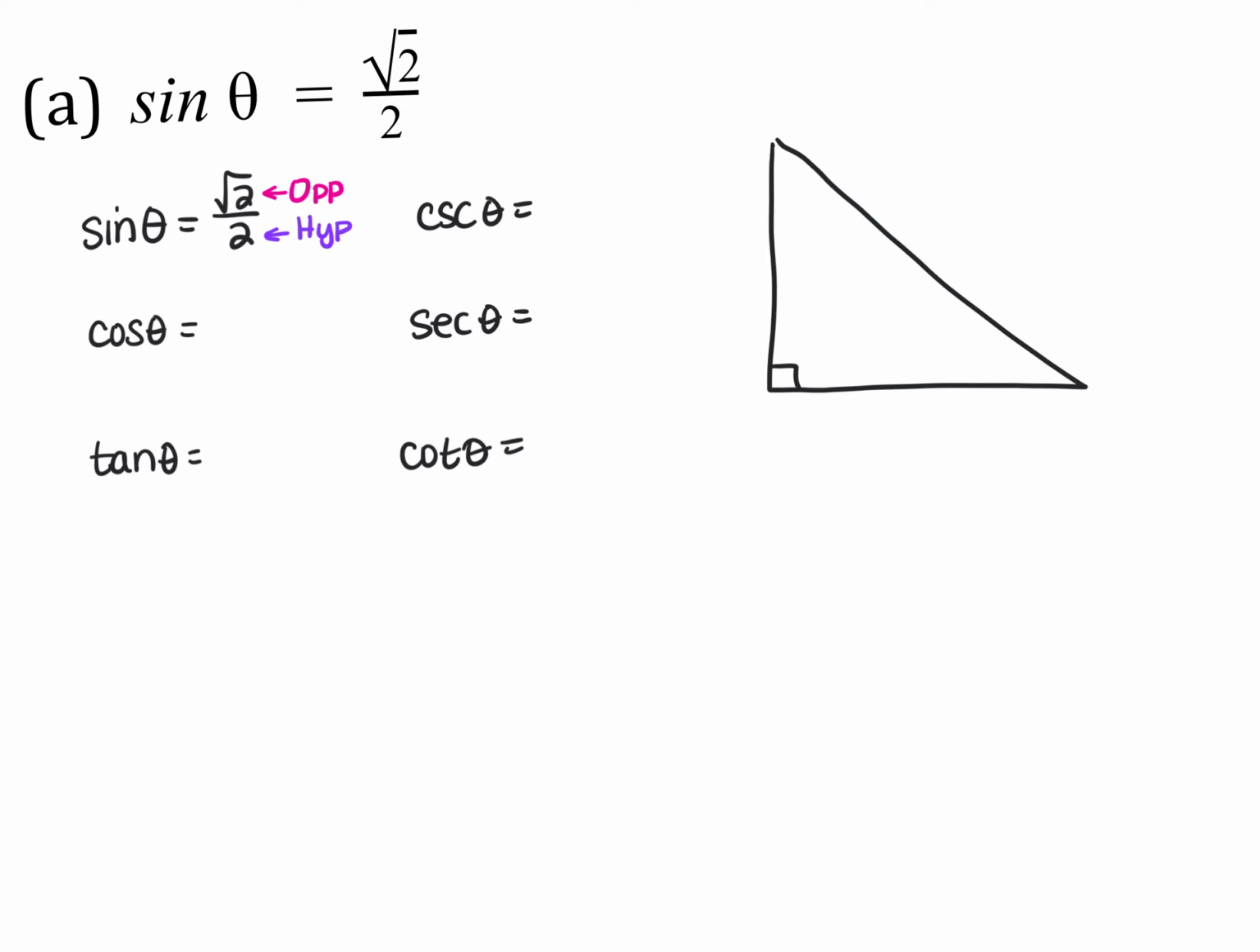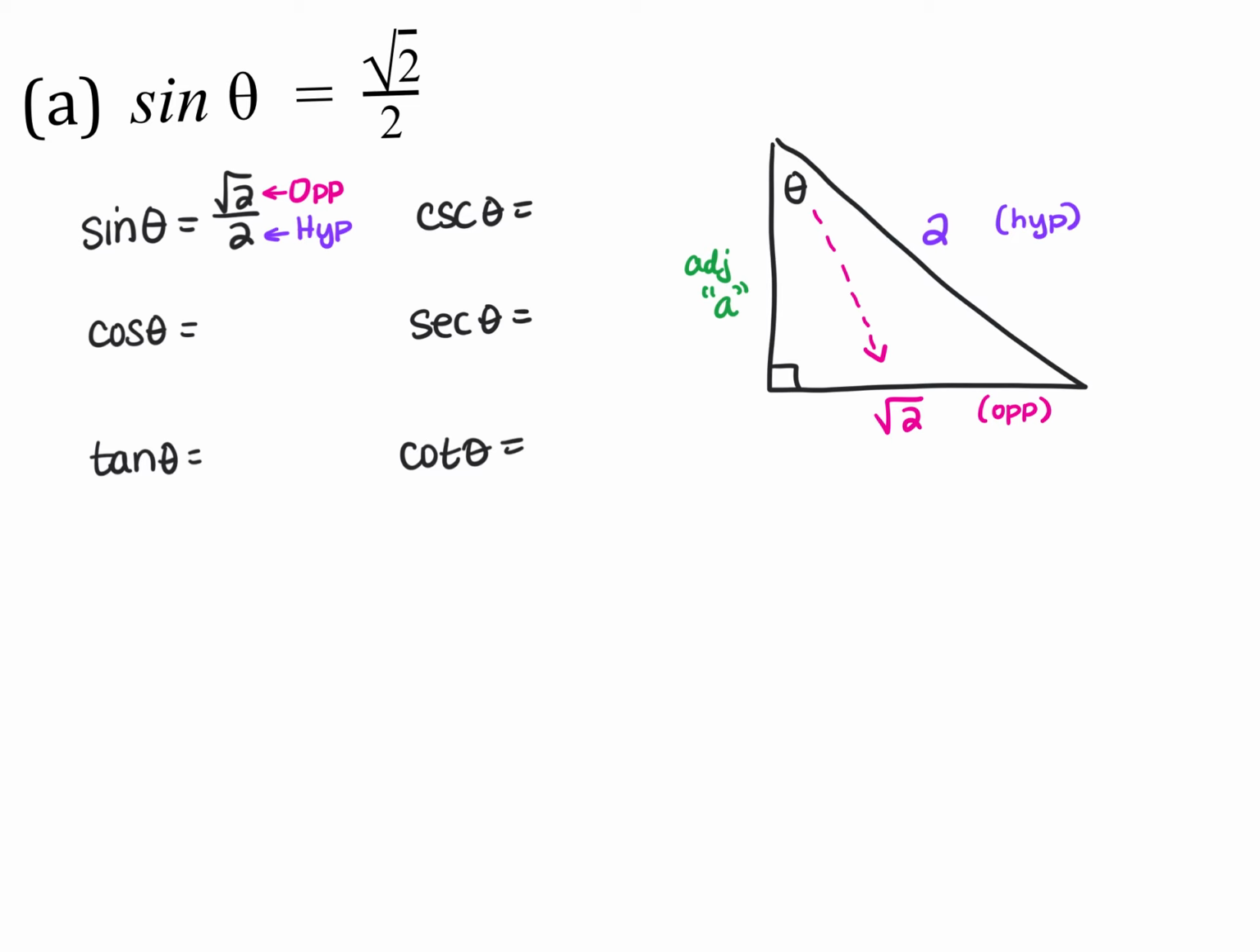I'm going to identify one of those angles as theta. Now, what I'm going to do is write down that my hypotenuse is 2. My opposite side will be radical 2. And then my adjacent side, which I don't know yet, we'll just call A for now. All right. So there are some of these that I can go ahead and figure out pretty quickly.